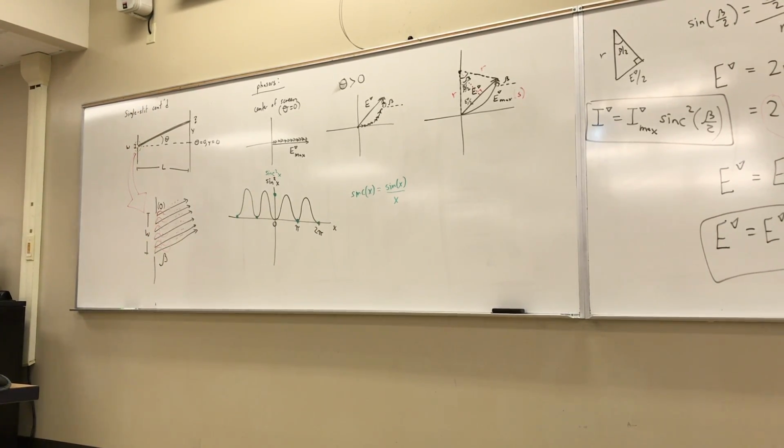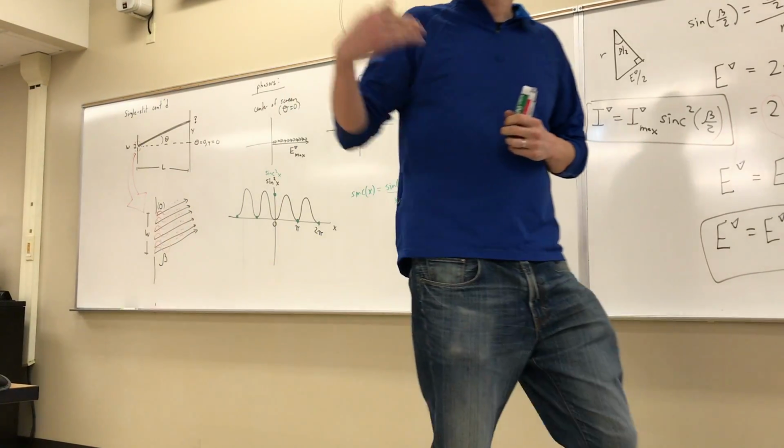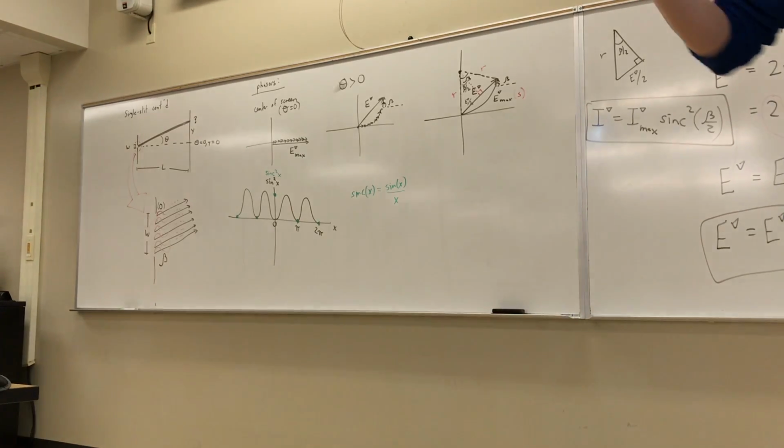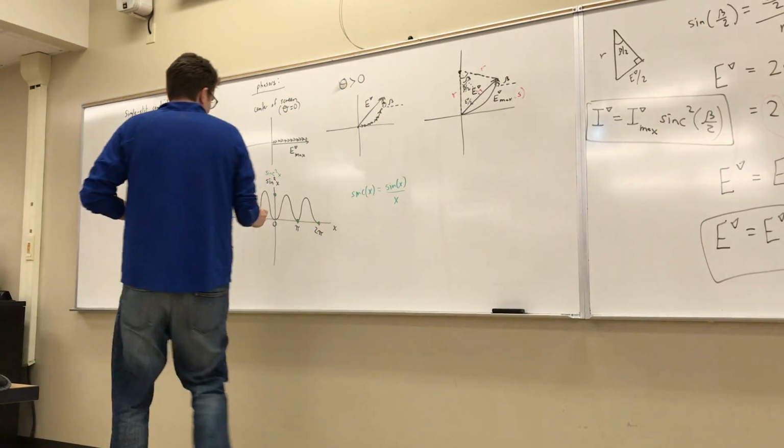And the other thing, of course, is that the amplitude, unlike a sine function, as you go to larger and larger x, you're dividing, so it's going to fall off. It's going to have an envelope. So it actually looks something like this.